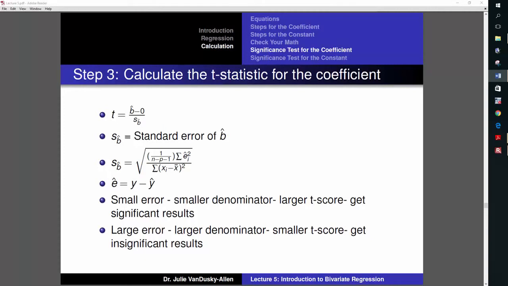The standard error tells us how well the independent variable predicts changes in the dependent variable. If the independent variable predicts changes in the dependent variable well, then there is not a lot of error, e-hat. The error is just the actual values of the dependent variable y minus the predicted value of the dependent variable from the regression equation that we produced, y-hat. Note that the error is in the numerator in the standard error of b-hat. So the smaller the error, the smaller the standard error is.